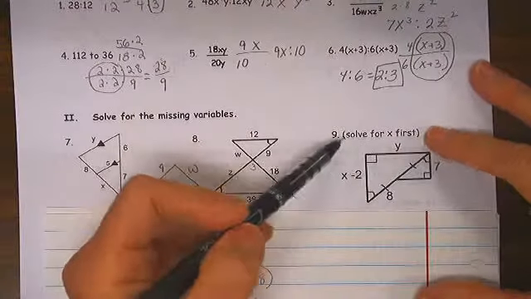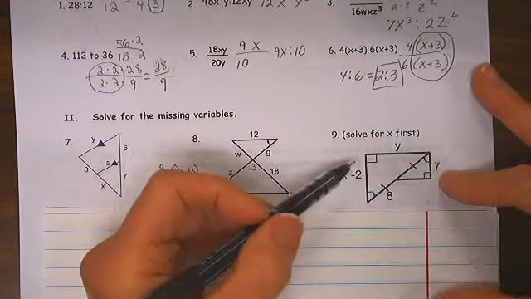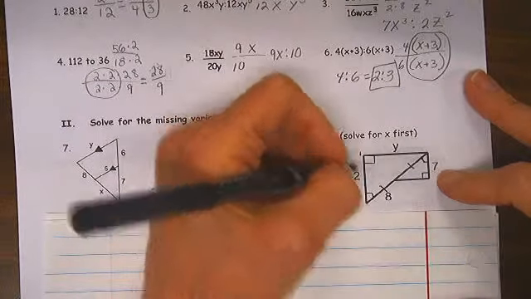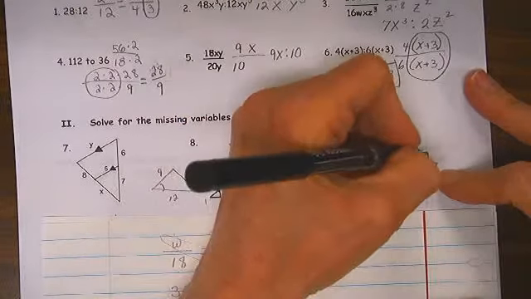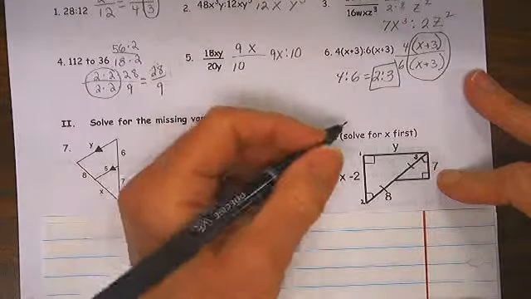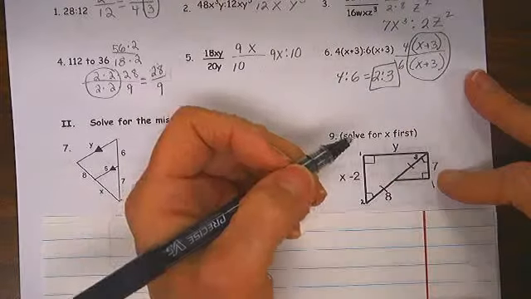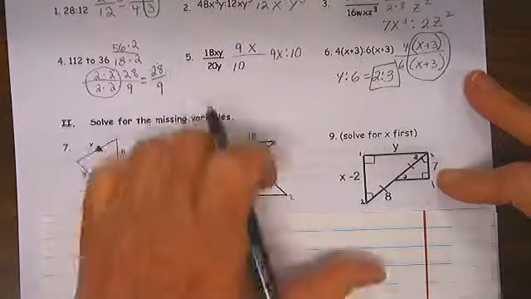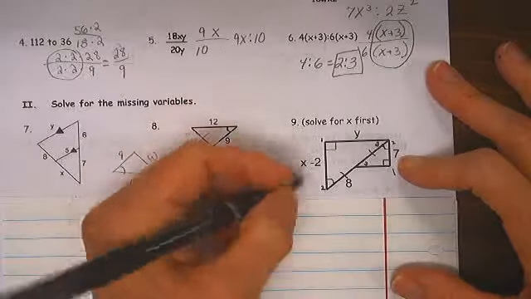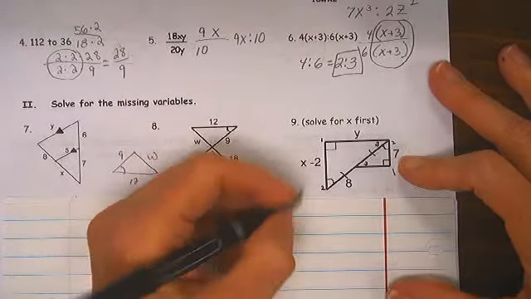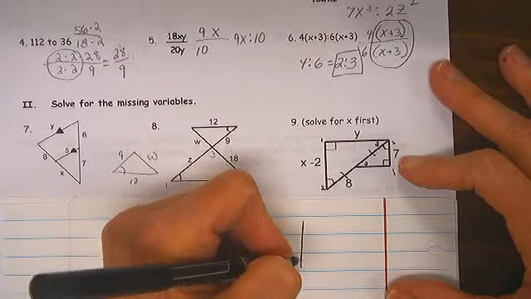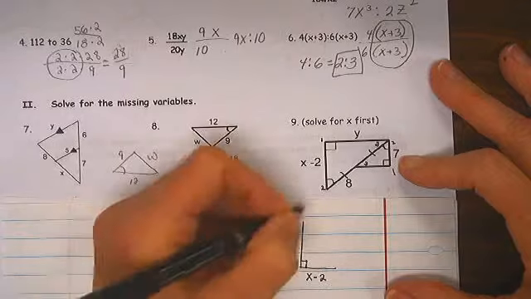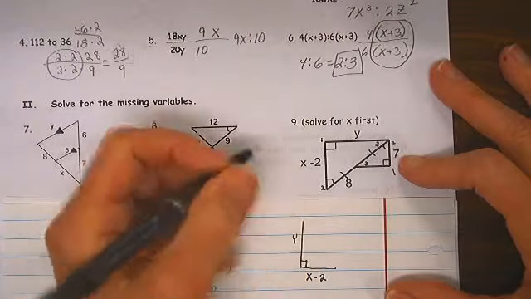Solve for x first. Well, what do we know? We know we have a right triangle, and this is going to be 1. I'm going to call this angle 2, and I'm going to call this angle 3. So this is going to be angle 1, this is going to be angle 2, and this is going to be angle 3. I like redrawing these, so my right angle is here. This is x minus 2. This is y.